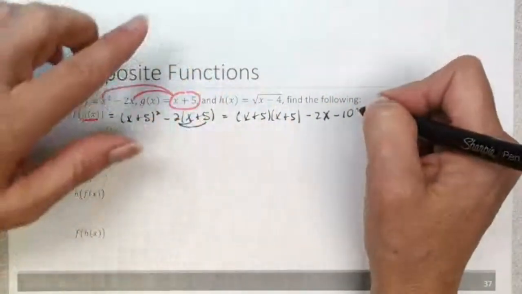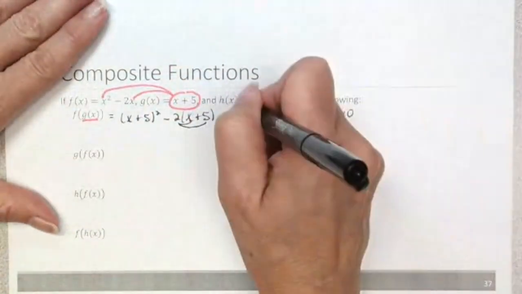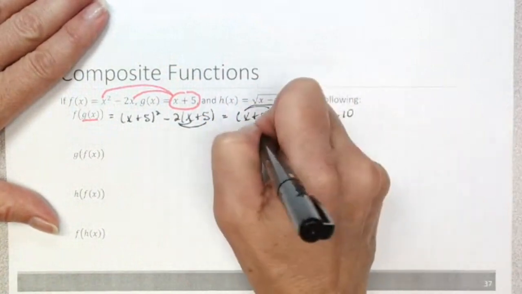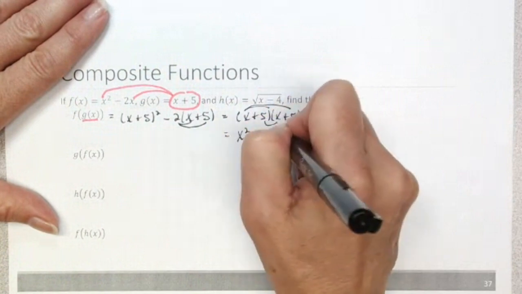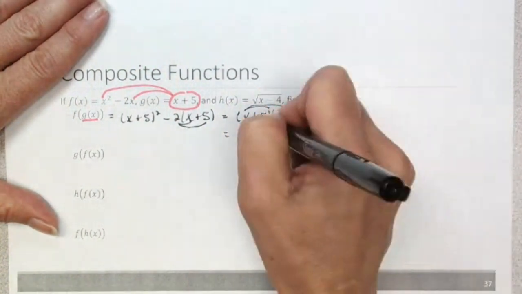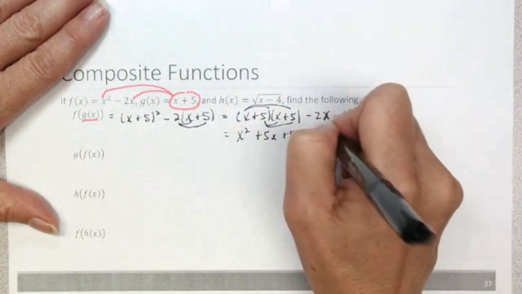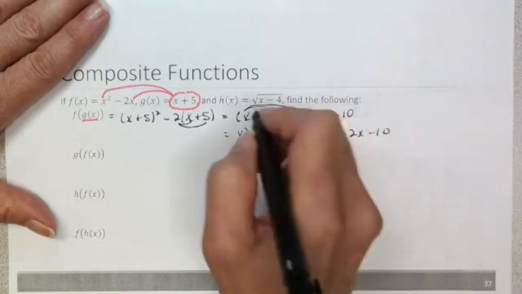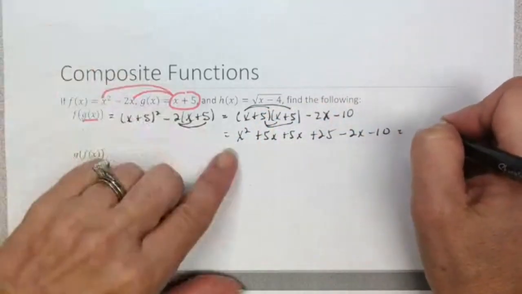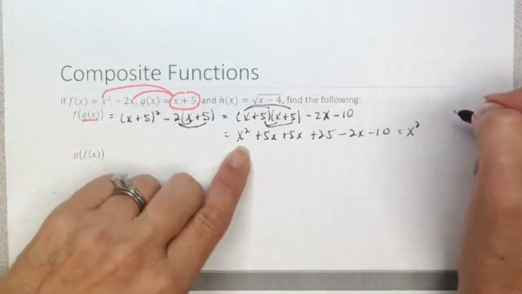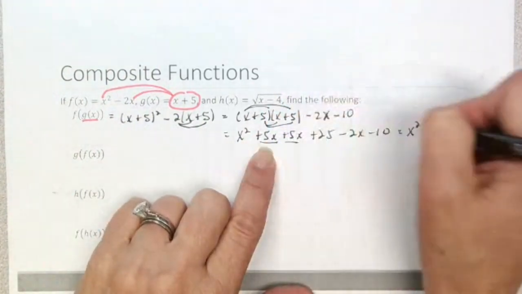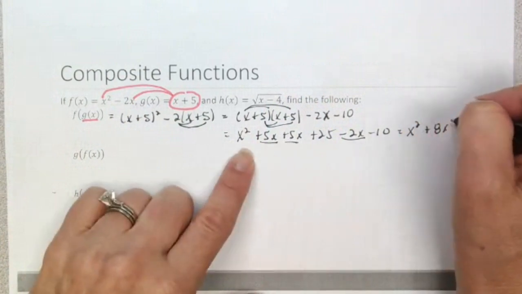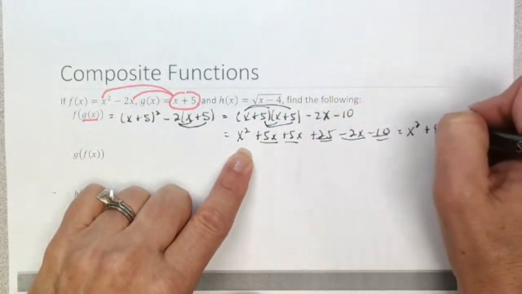All right, let's multiply these two binomials. So we'll have an x times x, it's an x squared. Then we'll have x times 5 and another one, so two 5x's. And then we'll do 5 times 5, that's a 25. And then we'll bring down minus 2x minus 10. Let's combine our like terms now. So our final answer will be, there's only one x squared term, so it'll be x squared. Then we have plus 5x plus 5x minus 2x, that's 10x minus 2x, or plus 8x. And then we have a 25 and a negative 10.